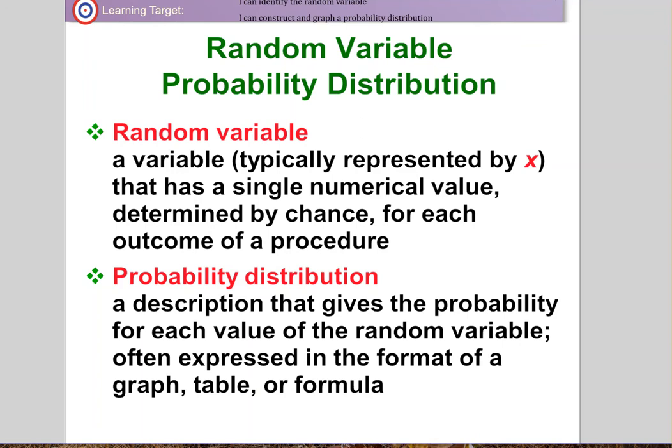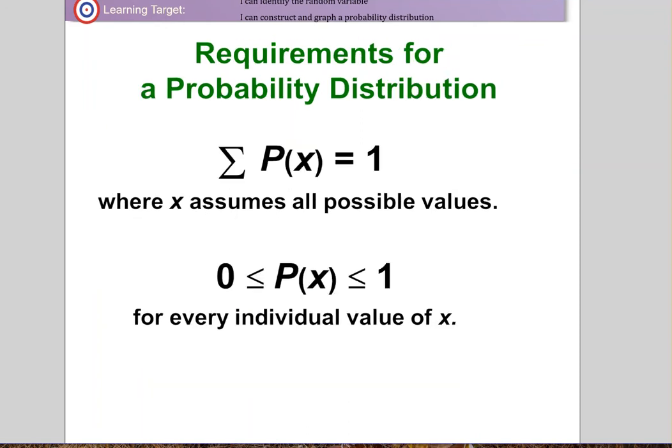So some rules about our probability distribution, some requirements. To be considered a probability distribution, all of your probabilities added together in your distribution must equal 1. So when I add them all up, it should equal 1. All individual probabilities need to be between 0 and 1.